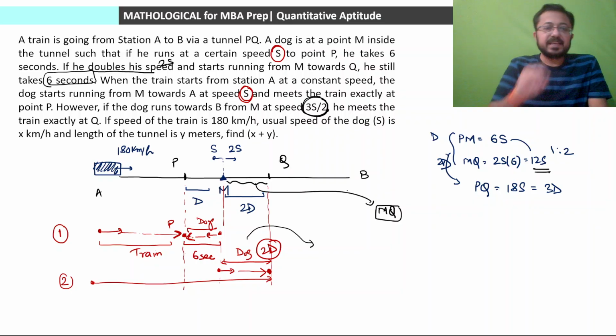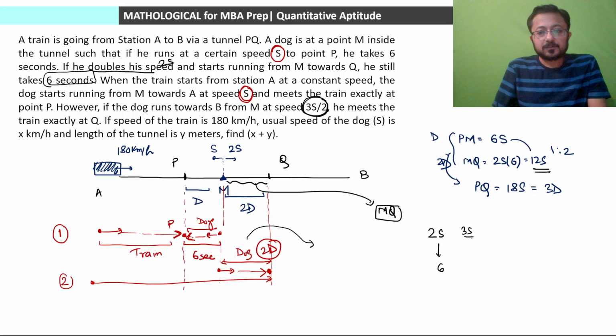तो इन द फर्स्ट केस व्हेन डॉग वाज रनिंग एट द स्पीड 2s, speed was 2s, the time taken was 6 seconds, but now the speed of the dog is 3s/2. रेशियो क्या आ रहा है? 4:3. अगर स्पीड का रेशियो आ रहा है 4:3, तो टाइम का रेशियो भी क्या होगा? क्योंकि डिस्टेंस तो सेम ही है, टाइम का रेशियो विल बी 3:4, बिकॉज डिस्टेंस सेम है. तो स्पीड एंड टाइम विल बी इनवर्सली प्रोपोर्शनल बिकॉज डिस्टेंस इज सेम. तो टाइम का रेशियो विल बी 3:4 and 3 is equal to 6 seconds, so 4 will be equal to 8 seconds.